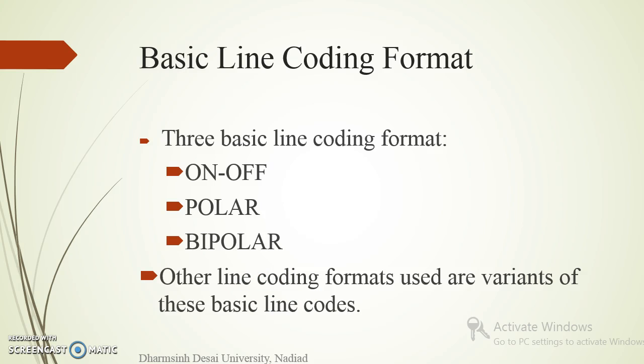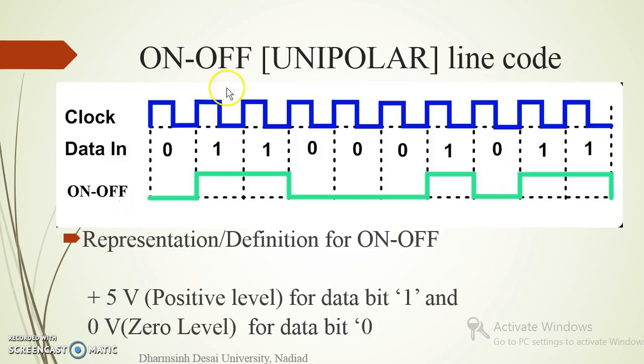Now let's get into the on-off line code. Here, on-off line code, in some literature they have specified it as unipolar line code. Unipolar, uni, that is one, polarity. On, off.